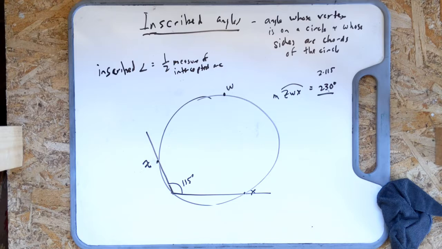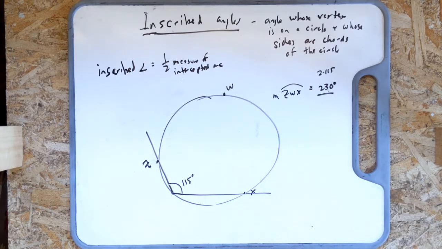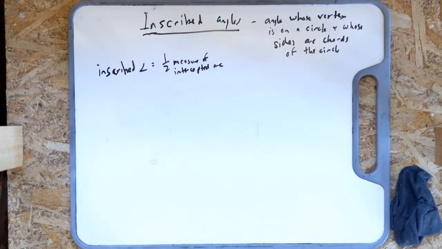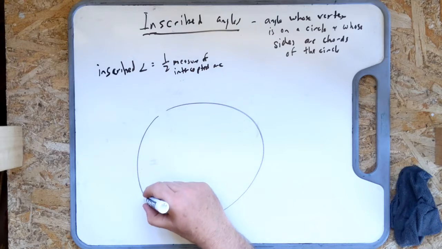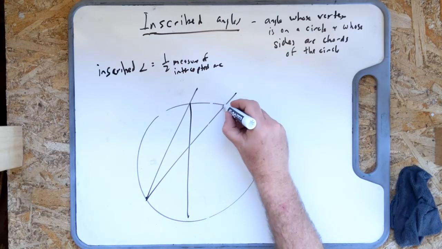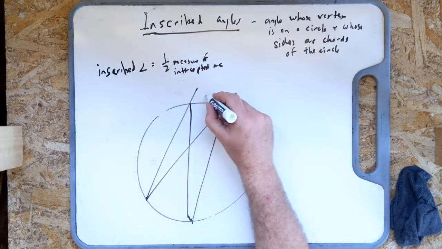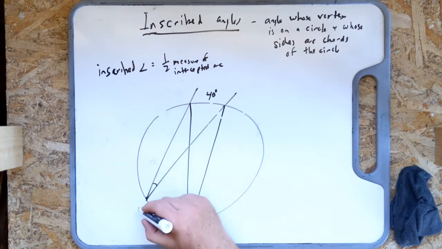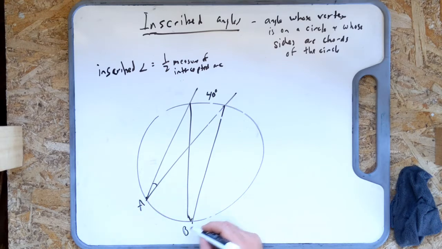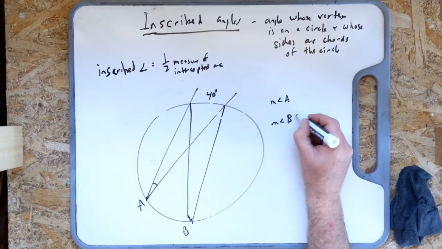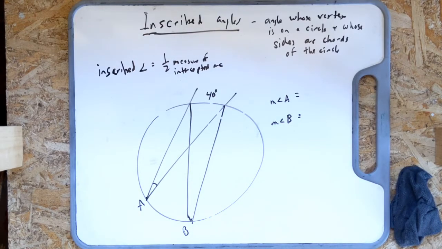All right, let me give you one more. A big circle again. I'm going to put a few in this time. Let's say this is 40 degrees, the measure of the arc. I'll call the angles A and B. I want you to tell me what the measure of angle A is and the measure of angle B. Pause that again.